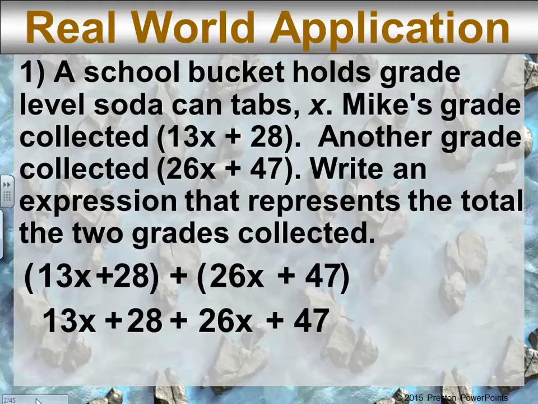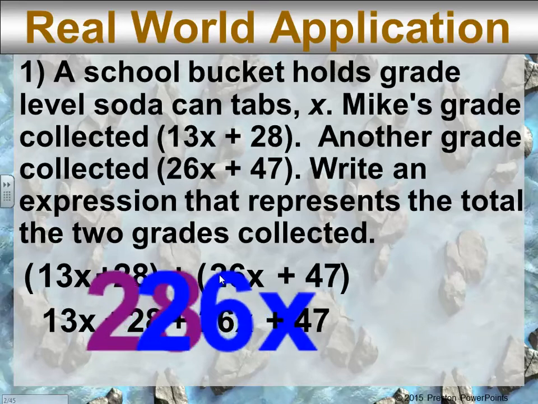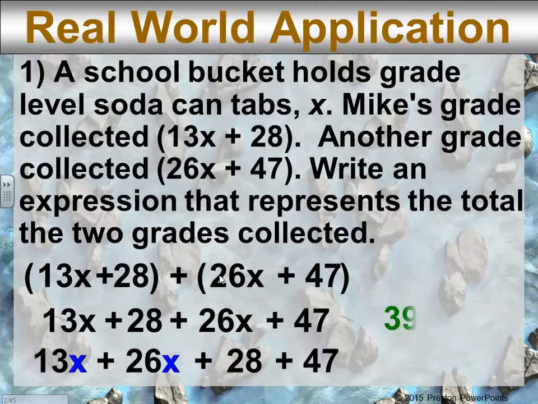So we have some soda tabs that are being collected by a school, and one grade has collected 13x plus 28, the other one 26x plus 47, and if we want to find out the total, then we add those together. So we're taking these two expressions and adding them together. On the screen you're seeing the steps, and we're going to go through these steps in just a minute. So this is where we would use this: when we have two quantities that have two different terms in them that we need to add together.